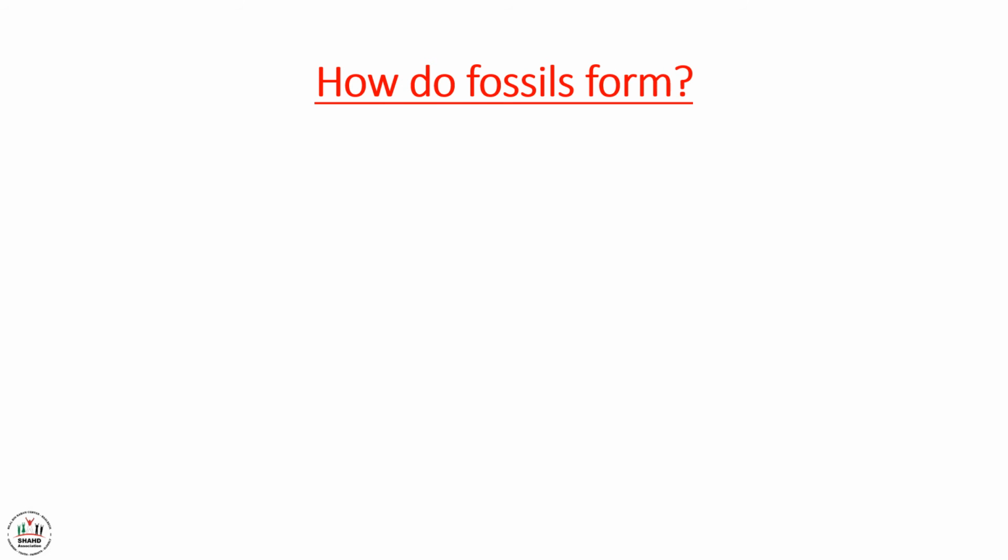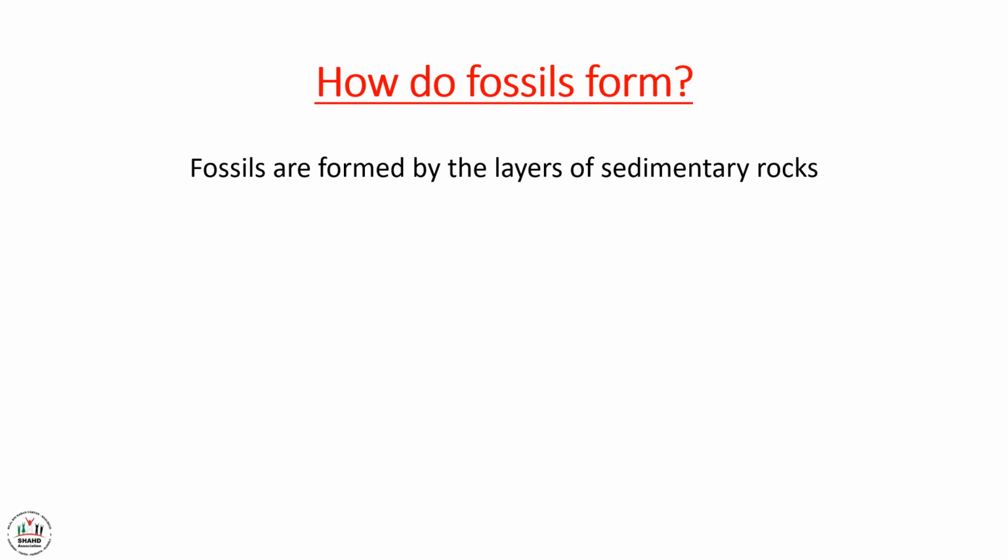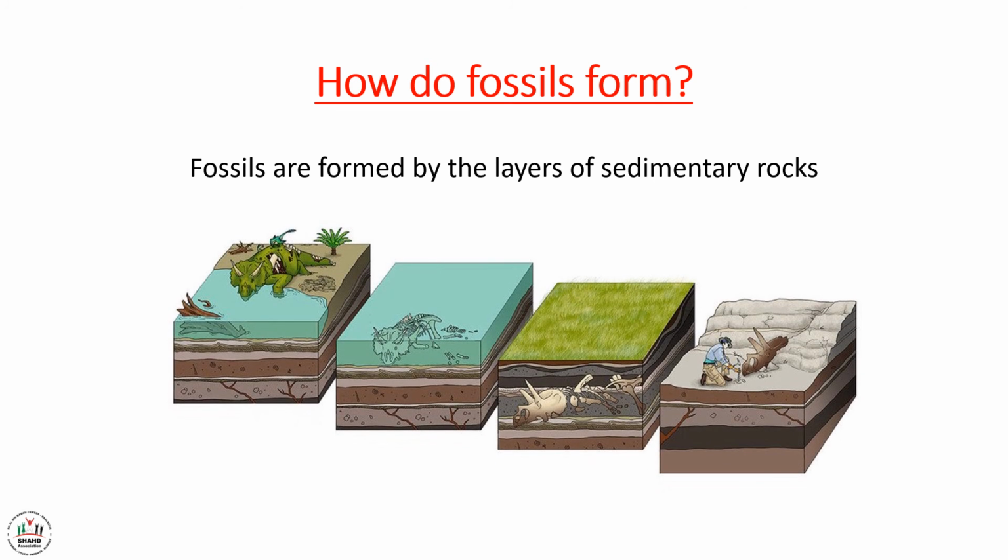Now let's talk about how do fossils form. Fossils are formed by the layers of sedimentary rocks. Look at this picture. When a plant or animal dies, it usually decays. Sometimes the conditions are exactly right and a fossil forms. It happens very slowly and takes millions of years.